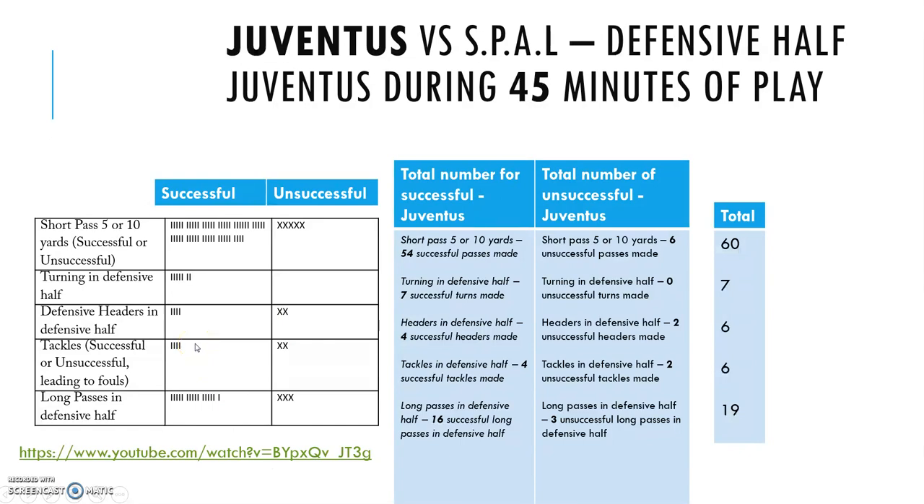Tackles. Again, they made 4 successful tackles, so they successfully tackled the other team. And unsuccessful tackles, they made 2, so they made 6 altogether again. The long passes, they made 16 successful long passes in their defensive half, and they made 3 unsuccessful long passes. So altogether, they did 19 long passes.